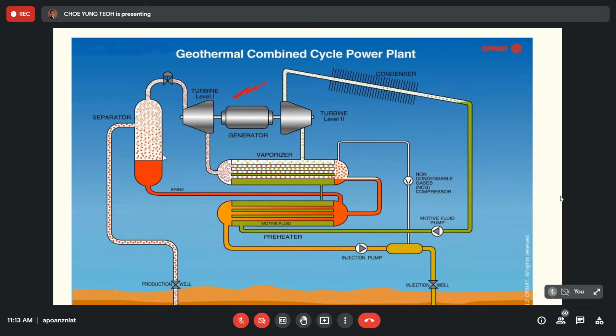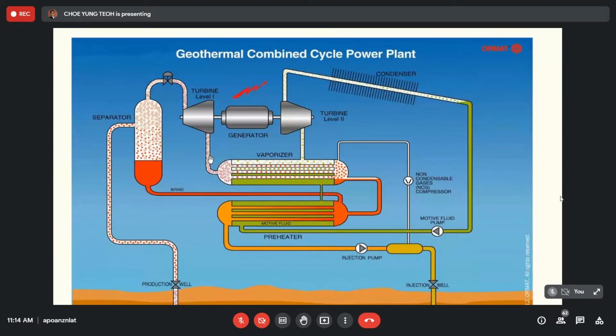It means that it has not yet reached the superheated steam. So in that case, you need to do separation. Separate the fluid, which we call brine, and the steam. The steam you use to run the steam turbine at level 1. From here, you rotate the generator and get the power output. Secondly, this water is still very hot. You can still use this hot water or brine to heat up the secondary fluid.